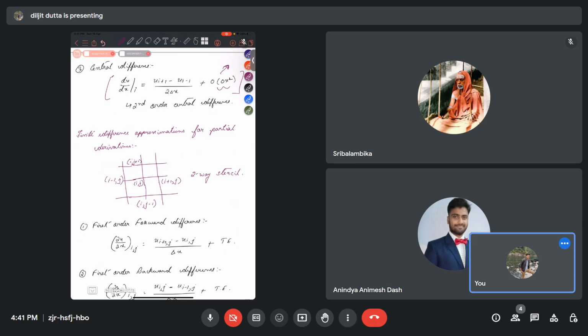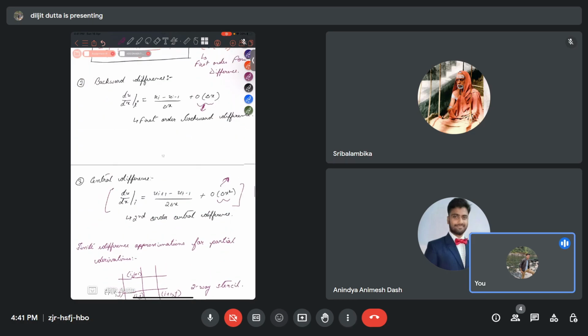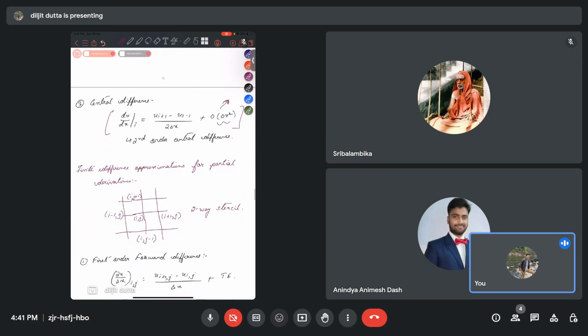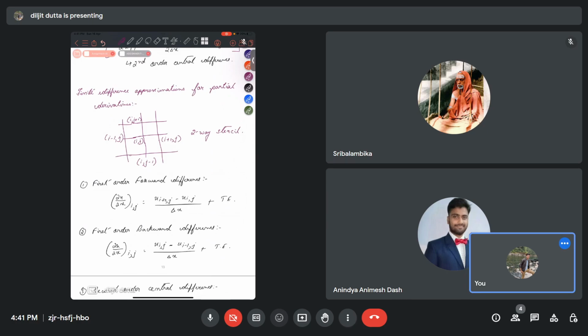Next, so this was how we tried to obtain the finite difference schemes for ordinary differential equations or ordinary derivatives. If we have partial derivatives, then we will have a two-way stencil. This is called the stencil, like a formation of these grids. We will have a two-way grid where i denotes the x and j denotes the y.